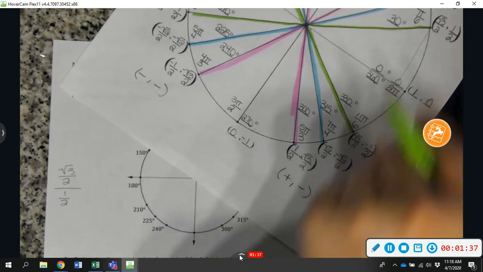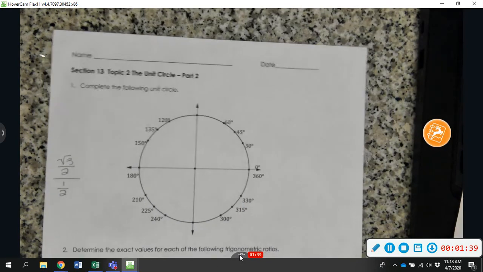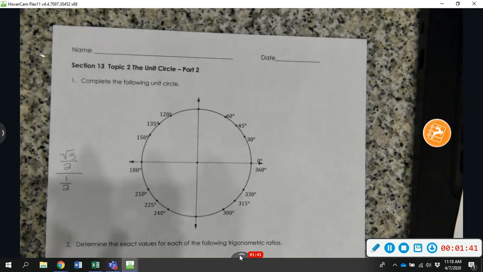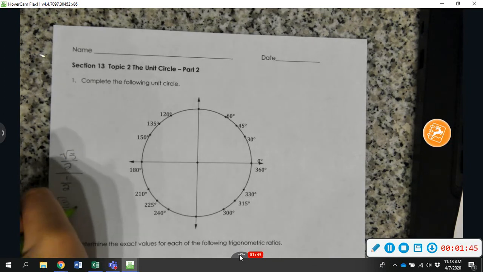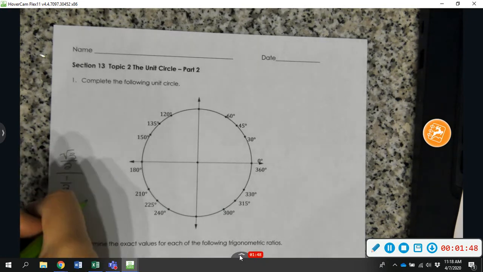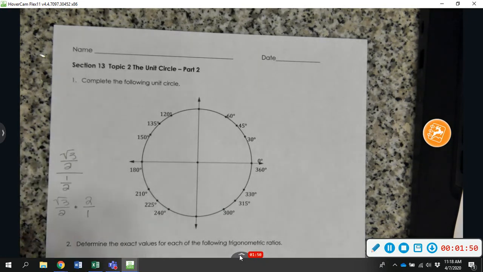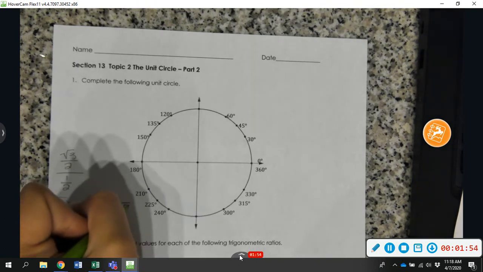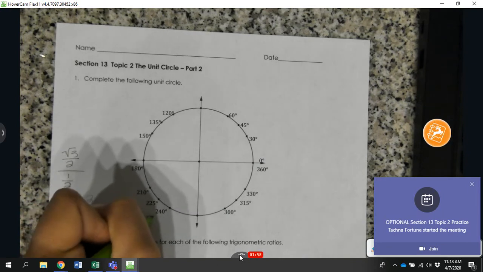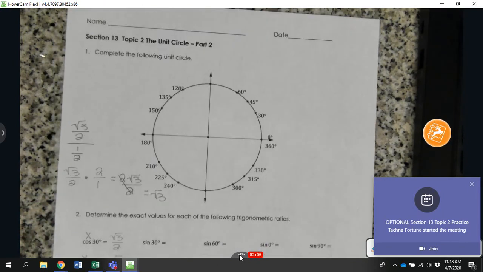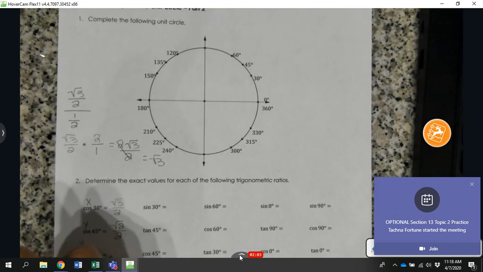Now remember, whenever we're dividing fractions, we like to keep, change, flip, or multiply by the reciprocal. So that turns into rad 3 over 2. I change to multiplication. I'm flipping 1/2 to 2 over 1. When I simplify this, I get 2 rad 3 over 2. The 2's cancel out. I'm just left with a rad 3. Okay, so I have rad 3.